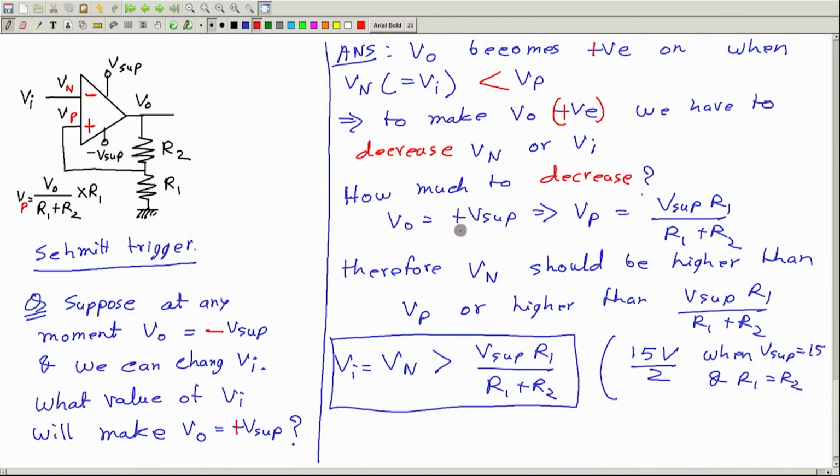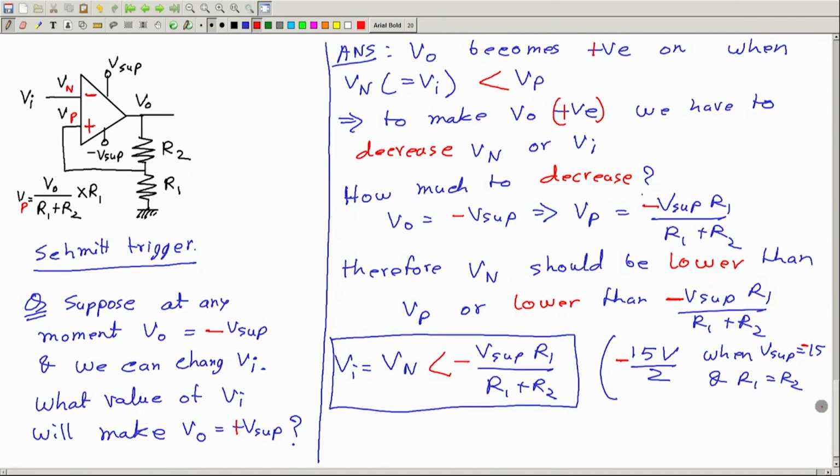So you just observe that once again this is equal to minus V supply. So this is minus V supply. So you have to make Vn lower than Vp, and that means lower than this value. Okay, and if this is minus 15 volt, then this is minus 50. Okay, that's as it is.